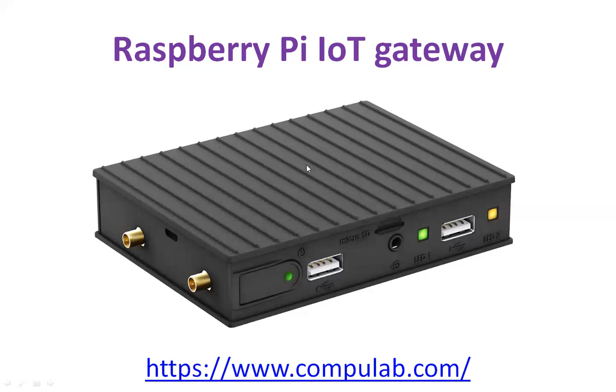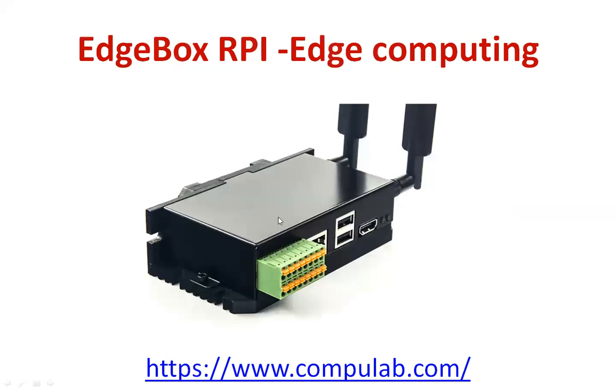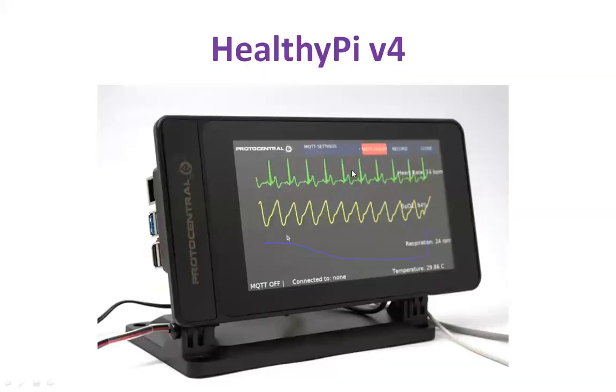Okay, all of you. So this is one Raspberry Pi IoT gateway. In the same way, this is an edge device, where everything is processed inside the device, and we have a health monitoring system designed using Pi. This is actually designed by Proto Central, a company that makes prototypes and products. They made this to measure various parameters like temperature, respiration rate, SpO2, ECG, and heart rate.